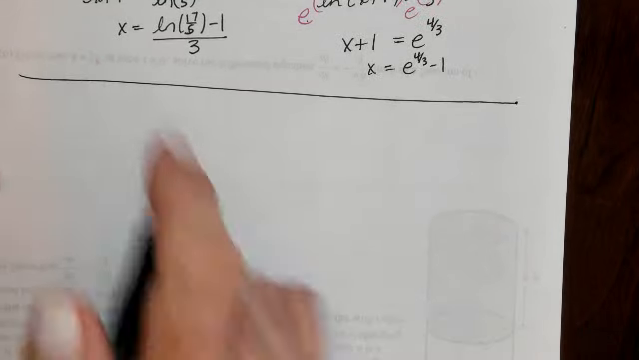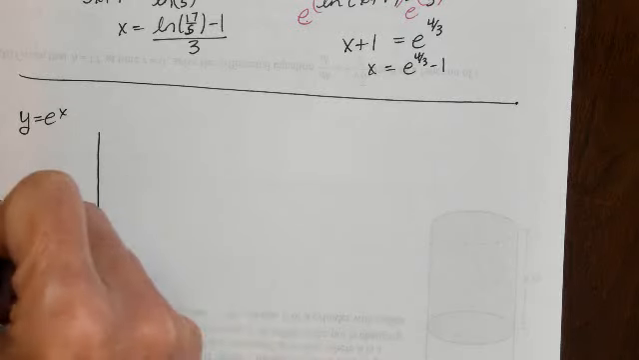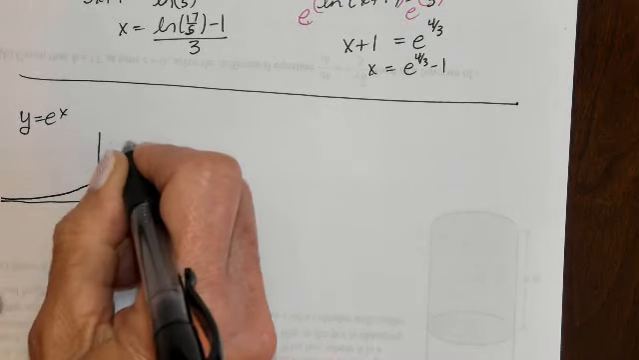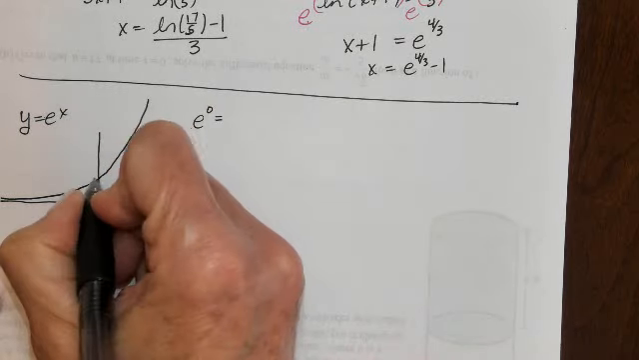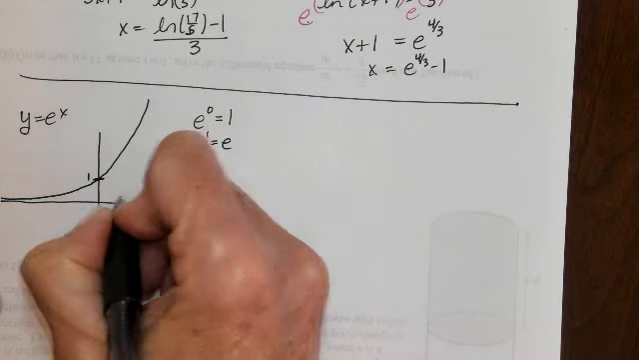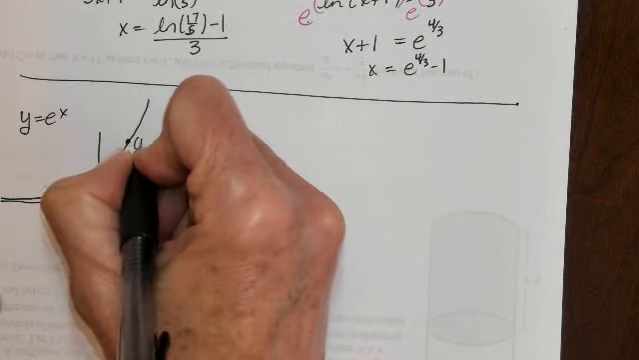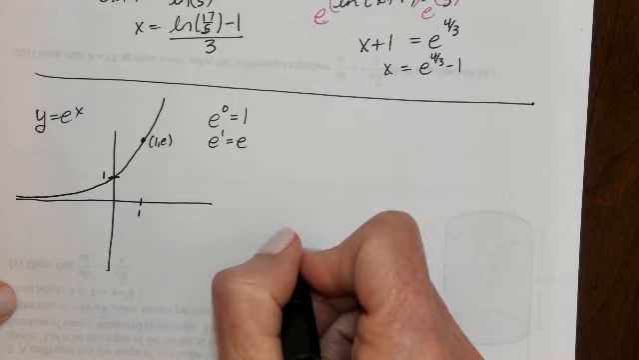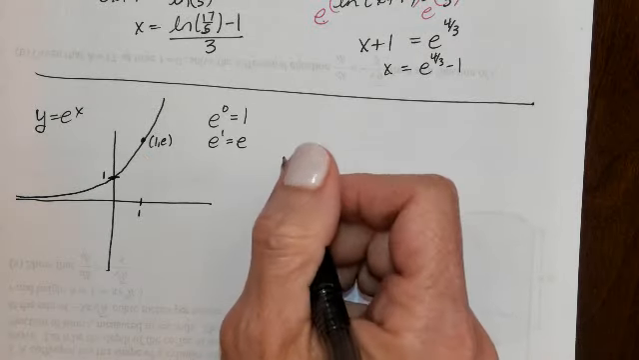What does the graph of y equals e to the x look like? The graph looks like this. So when x is 0, e to the 0 is 1, so that's 1. E to the 1 is e, so when x is 1, we're up here at e. So that is what the graph of y equals e to the x looks like. A couple things about this graph.